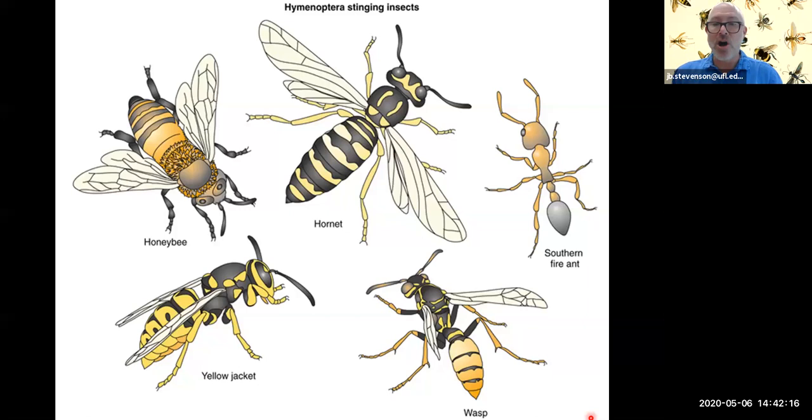This very large and imposing Vespa, this murder hornet, was just four individuals discovered in British Columbia last year. A nest was also identified and destroyed.